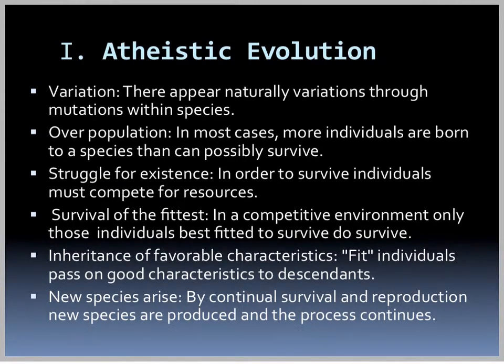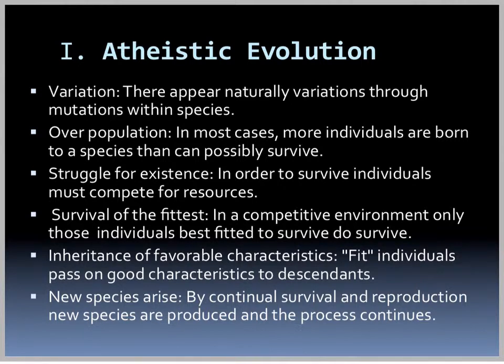There appears to be natural variations through mutations within species. And atheistic evolution talks about overpopulation. In most cases, more individuals are born to a species than can possibly survive. So there's this struggle for existence. In order to survive, individuals must compete for resources. It brings us to this idea of the survival of the fittest. In a competitive environment, only those individuals best fitted to survive do survive.